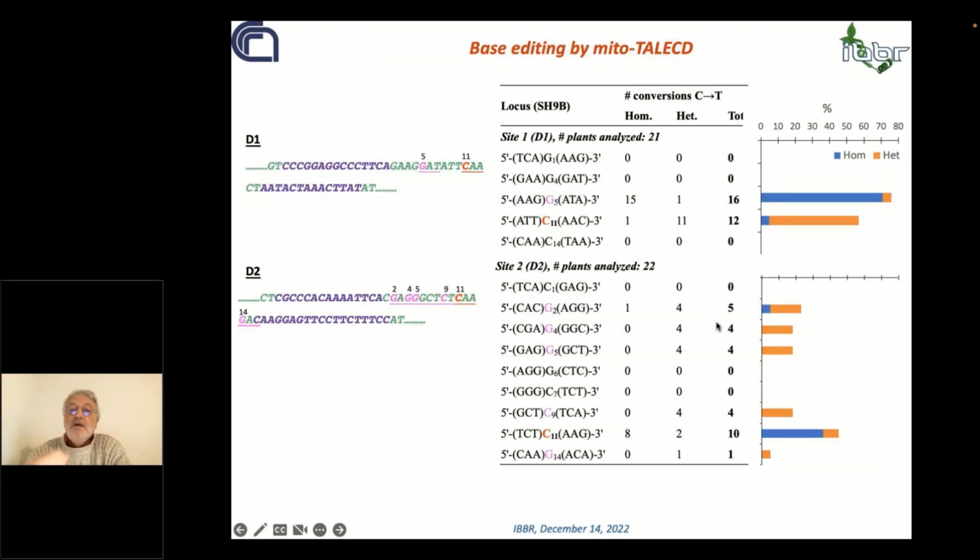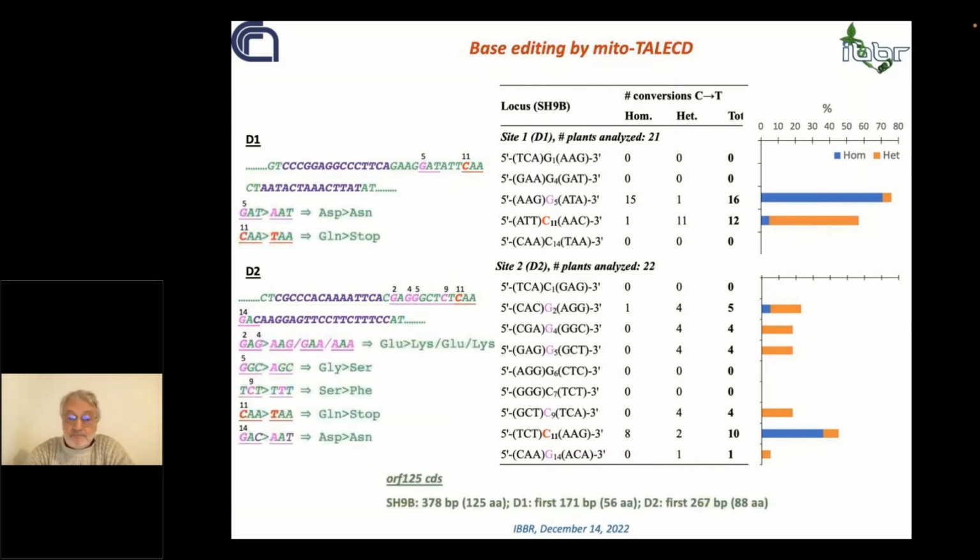Concerning the base editing approach, in this case too, we used 2 sites. The violet ones are the TALE sequences, and this is the window between them, and C is the target for conversion to T in order to induce the stop codon. Overall, this conversion occurred in 12 plants out of 21 in the first case, and 10 plants out of 22 in the second one. But with the second TALE, in the second site, the efficiency was generally higher, because most of these conversions were in the homoplasmic stage. Instead, in the first case, most of the plants were heteroplasmic.